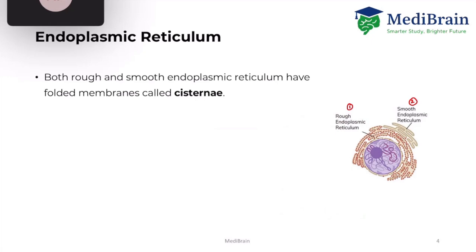So both the rough and smooth endoplasmic reticulum have folded membranes called cisternae. Okay, now this is a really important point because first of all, we'll go through the structure of the endoplasmic reticulum because exam questions can ask you what is labeled or give a feature of the endoplasmic reticulum. So it's really important that you know the structure. And this is the most common structure that you will be asked to answer. You need to know that both the rough endoplasmic reticulum and the smooth endoplasmic reticulum have folded membranes, and these folded membranes are called cisternae.